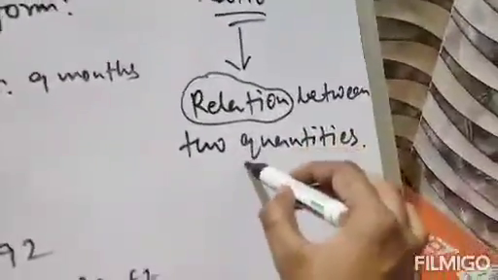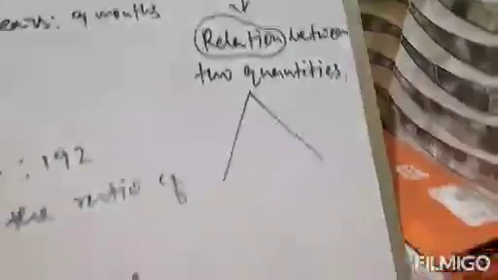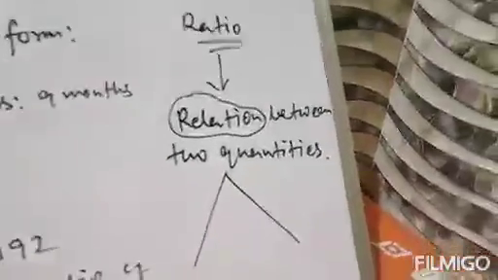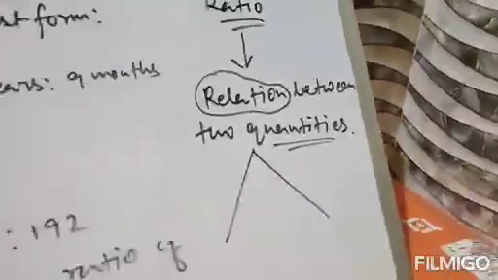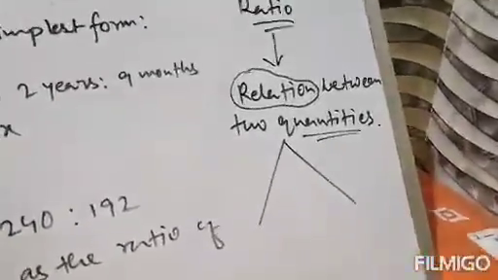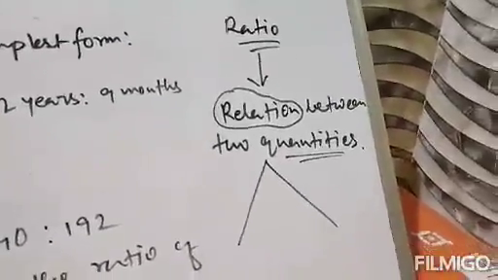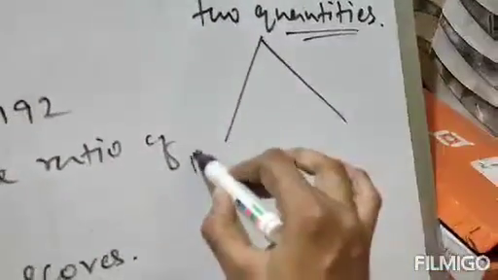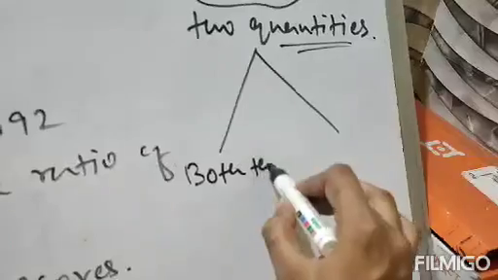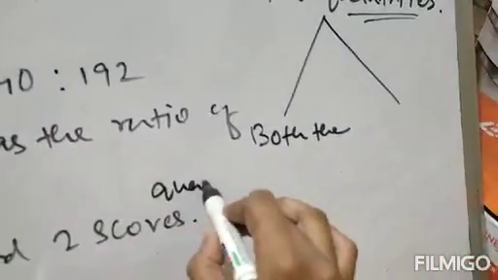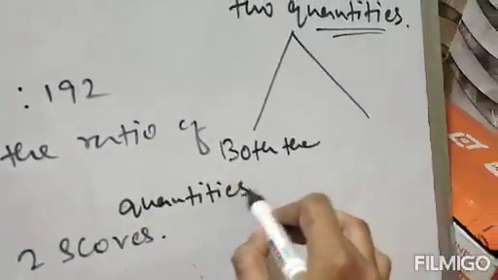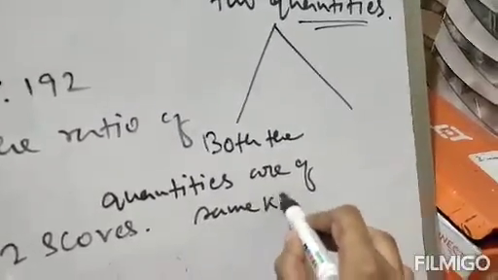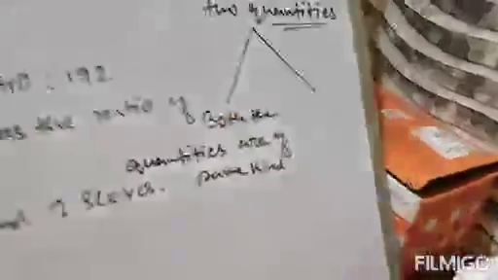This ratio has two properties. Number one property is that the quantities we are comparing, both the quantities should be of the same kind. Both the quantities at first should be of the same kind. That is the number one.